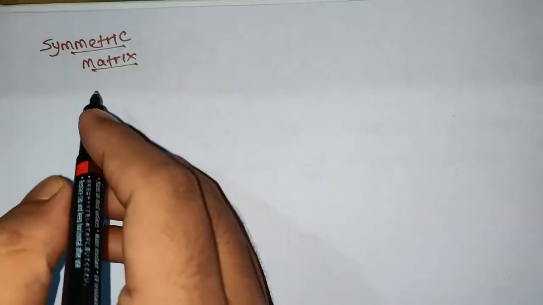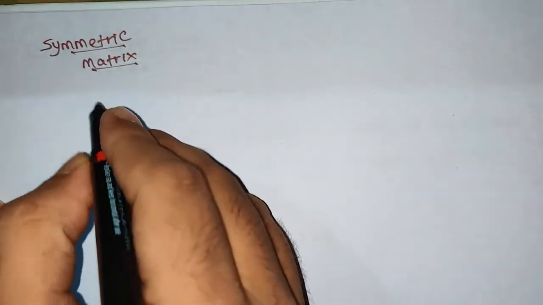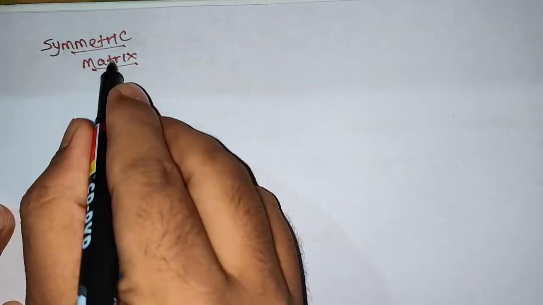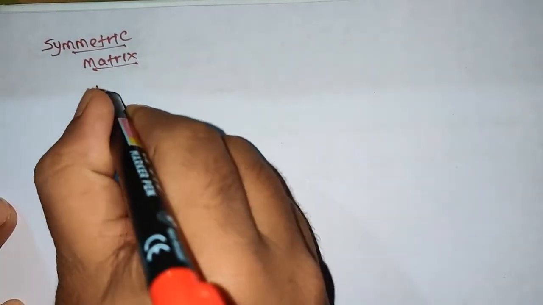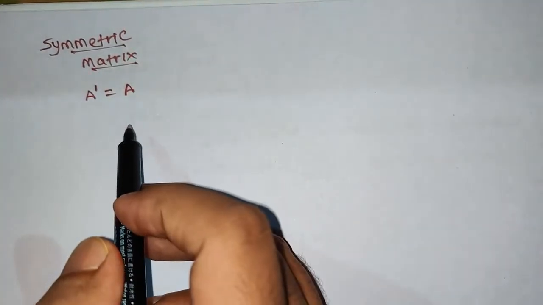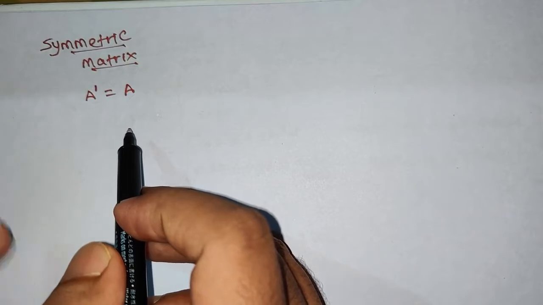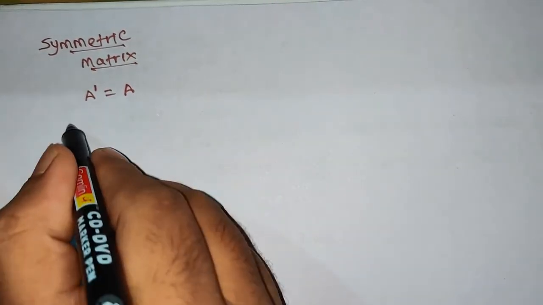Any matrix, first of all, it should be a square matrix, and it can be of any order. Any square matrix can be called symmetric if and only if its transpose is equal to the same matrix. So if I'm transposing a matrix and I'm getting the same matrix again, then that matrix is called a symmetric matrix. Okay, so let me give you an example.